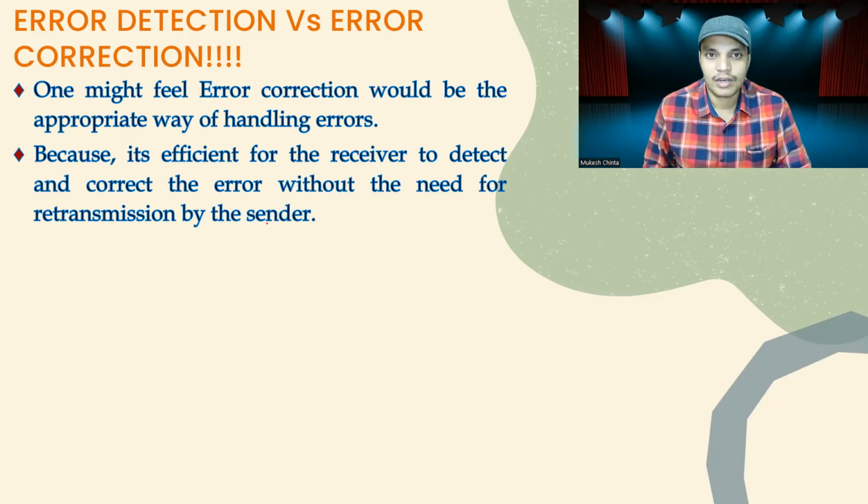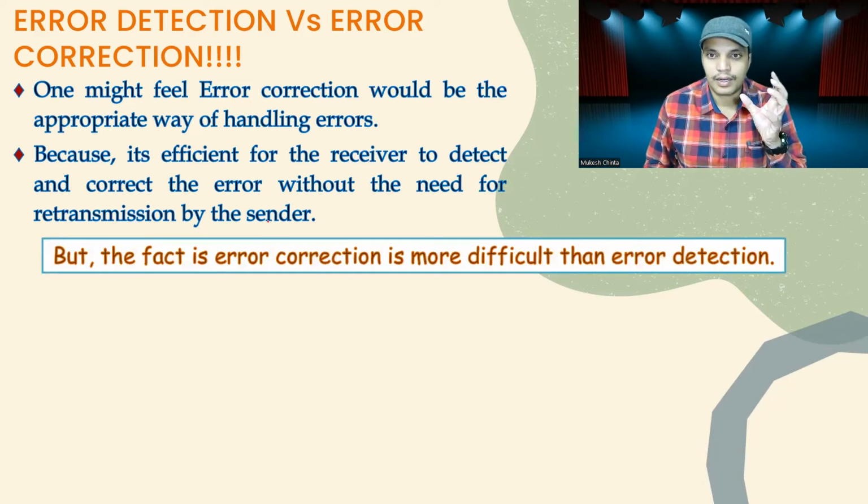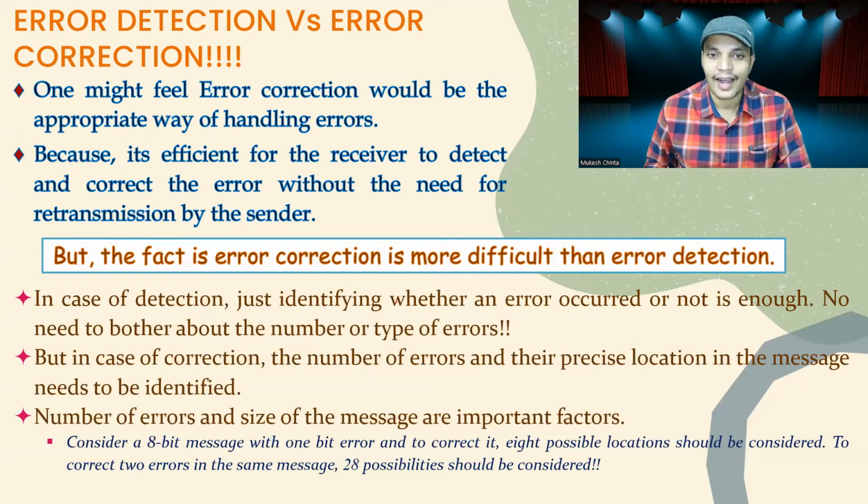So if you don't have a big idea, error correction looks really good. But the fact is that error correction is more difficult than error detection. Why? Because in case of detection, just identifying whether an error occurred or not is enough. You need not bother about the number or the type of errors, how many errors happened, or at which bit positions the error has happened. You can simply say whether there are any errors or not. That's all. But that is not the same case for error correction.